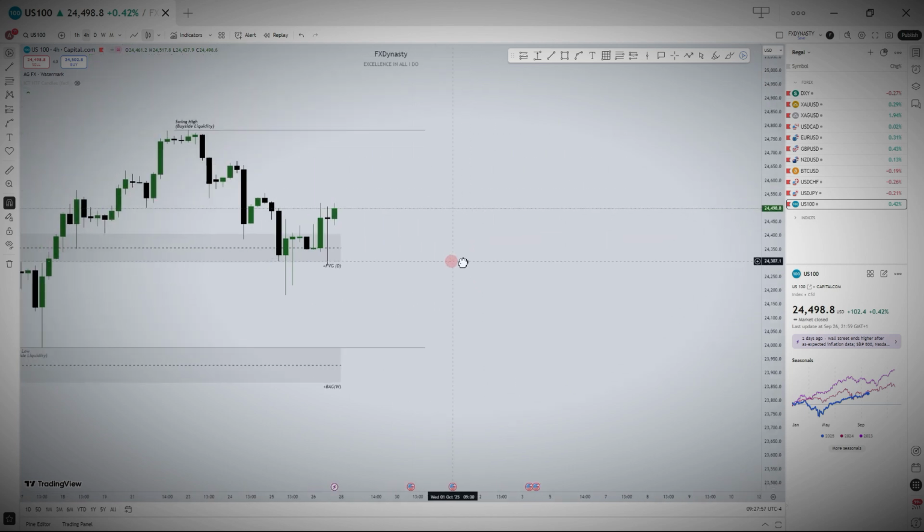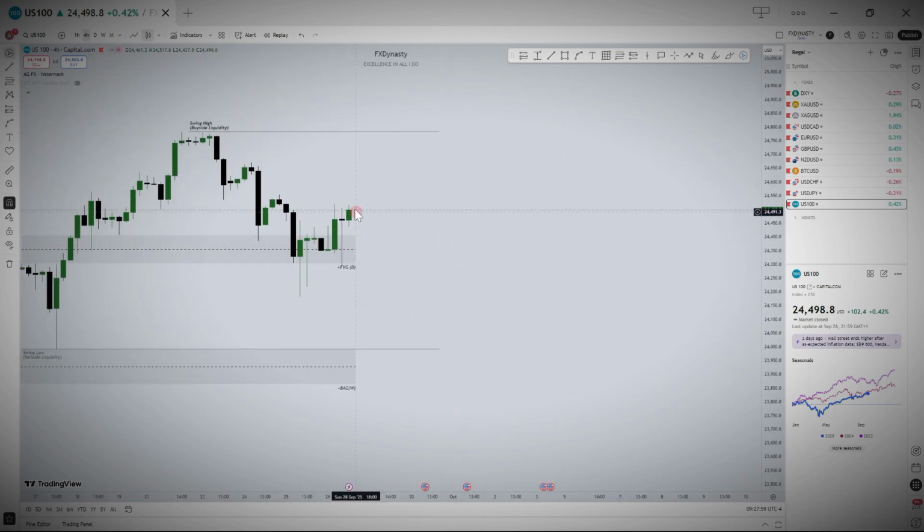So what I'm expecting to see is a fair value gap on the 4-hour time frame or the 1-hour time frame to drop into and push up like this. If I get a fair value gap, preferably on the 4-hour time frame, I will take an entry and hold to this high and beyond.